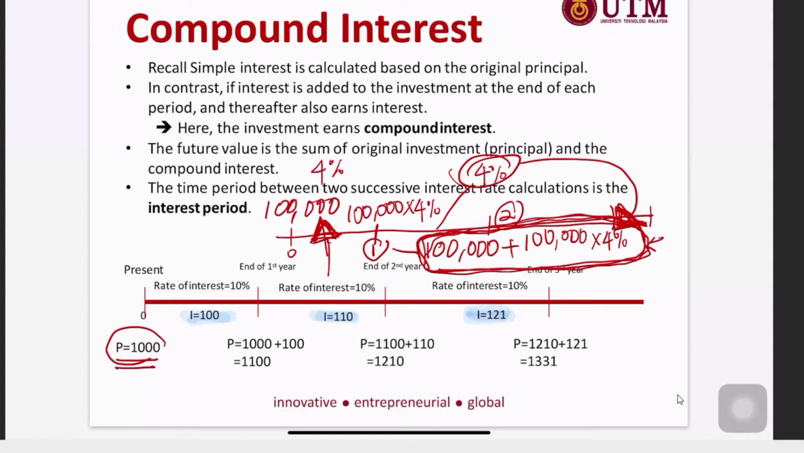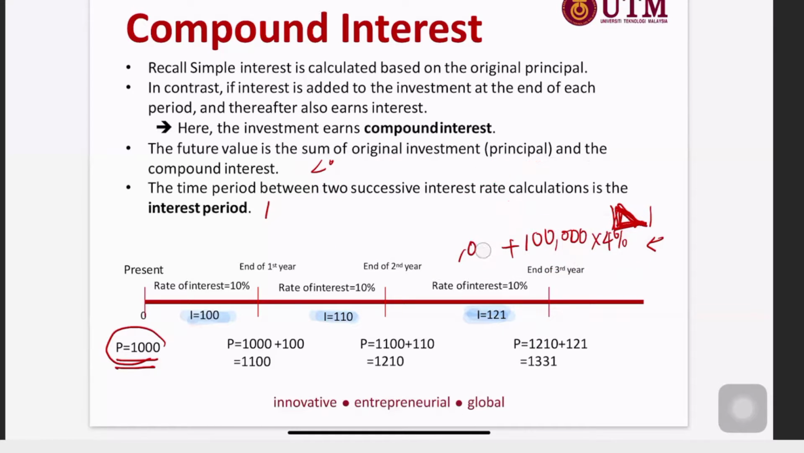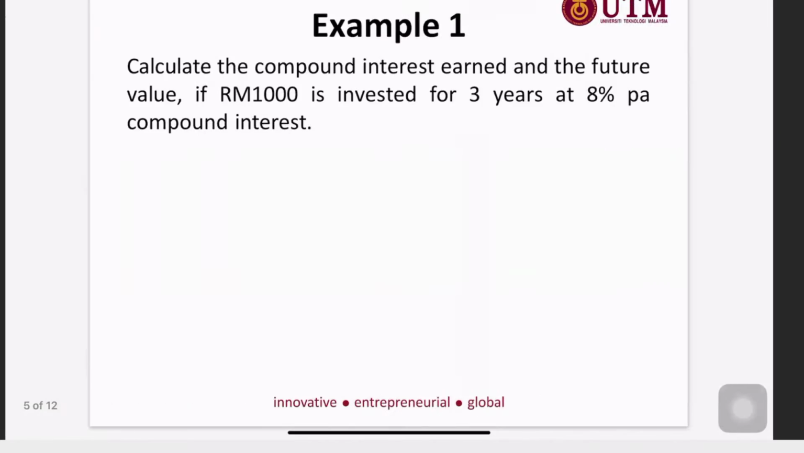So this is actually the same application as compound interest. That's why people prefer to invest in ASB, because of this compound interest that they will gain. And what's more? The future value is the sum of the original investment and the compound interest. Same with simple interest, but here the interest is larger. The time period between two successive interest calculations is called the interest period. We will show this later, so let's go to the next slide.